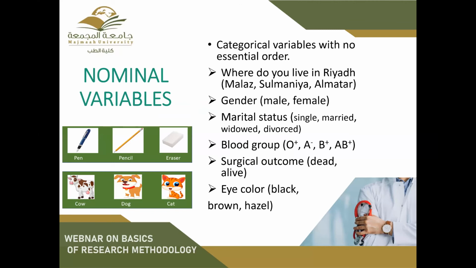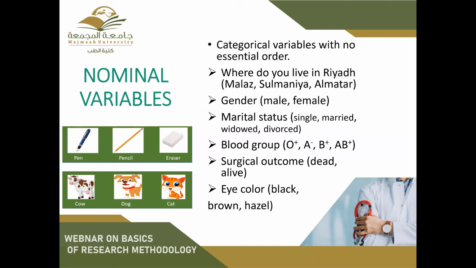They are qualitative variables, but in this, there is no ordering. Ordering is not essential. Like, where do you live in Riyadh? Malaz, Suleimania, Al-Matar, or any other area. It doesn't mean that Malaz will always take the first place, Suleimania second, and Al-Matar third. Gender is qualitative because it has two categories, males and females, but there is no ordering in it. Males can come first, females can come first.